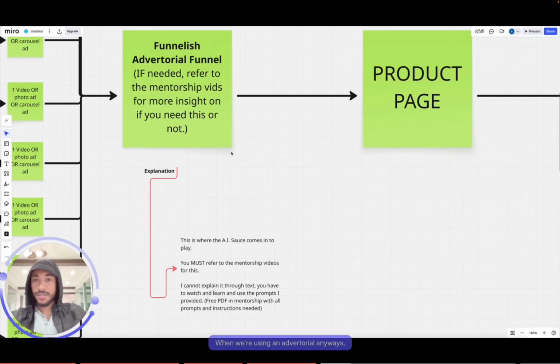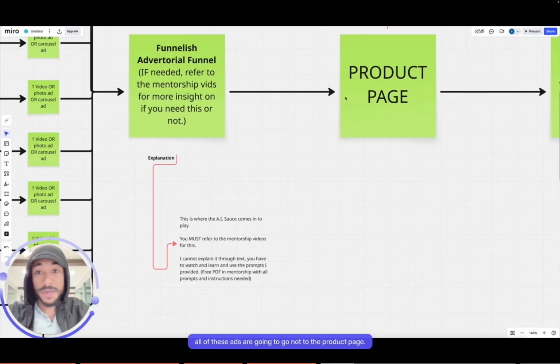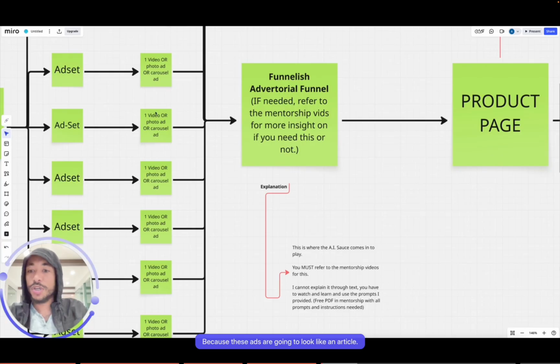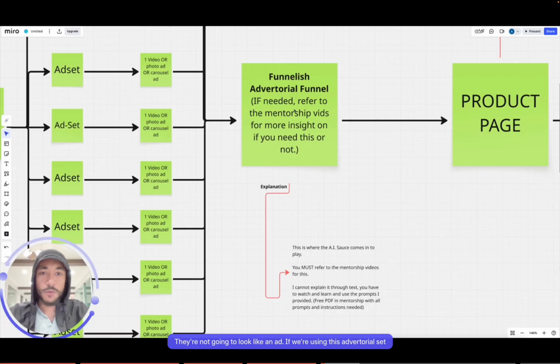And when we're running our ads, when we're using an advertorial anyways, all of these ads are going to go not to the product page. They're going to go to this advertorial. Okay. Because these ads are going to look like an article. They're not going to look like an ad. If we're using this advertorial setup, then all of these ads are going to look like an article.